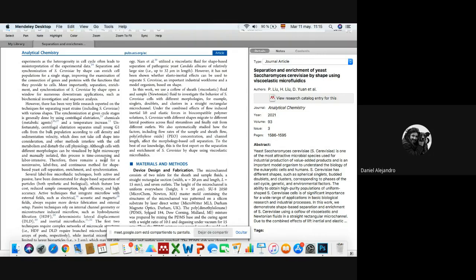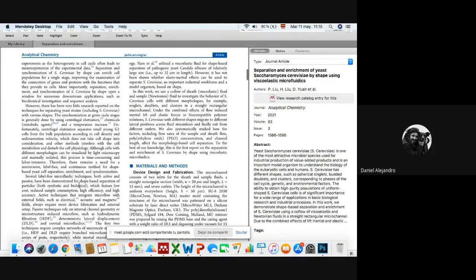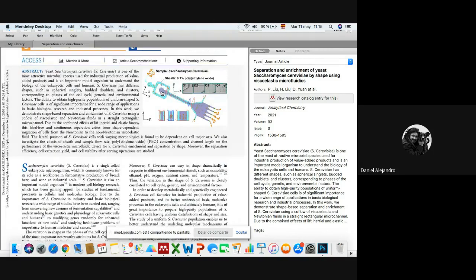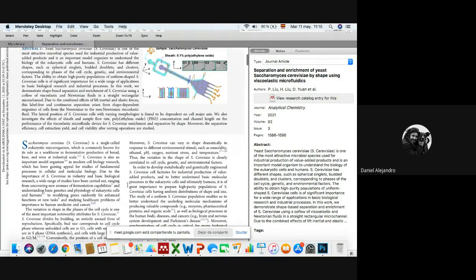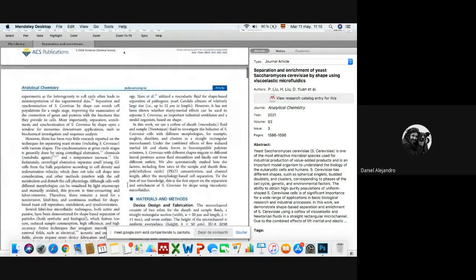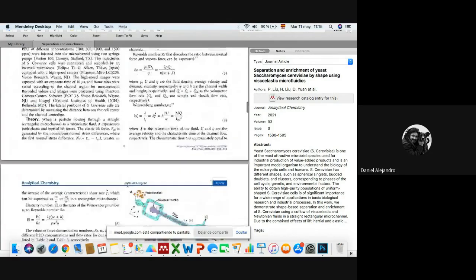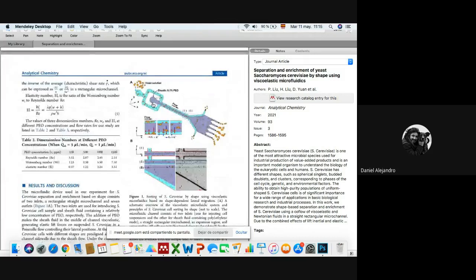But we have other techniques, for example, that need a complex network of microstructures. For this work, they use a simple chamber, a simple channel, and two fluids. The first one is the viscoelastic fluid, a non-Newtonian viscoelastic fluid.